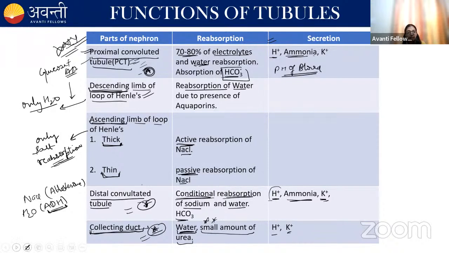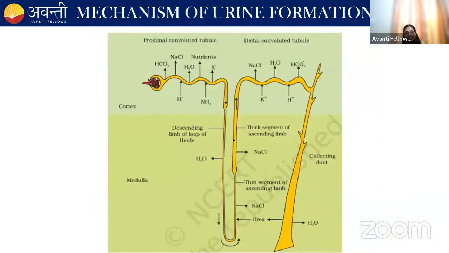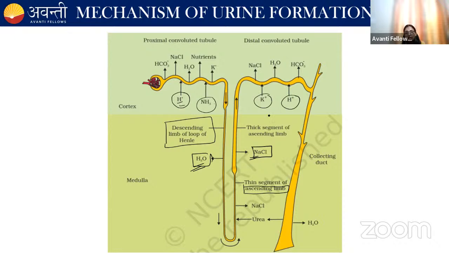Please remember this table. You can see in this figure the descending limb of loop of Henle. From this part, only water is reabsorbed, only water. And from the ascending limb of loop of Henle, only NaCl is reabsorbed. Please remember this. It's very important. And here you can see in PCT, there's secretion of H plus and ammonia. In DCT, secretion of K plus and H plus. And the reabsorption of NaCl salt, reabsorption of water, reabsorption of bicarbonate ions.